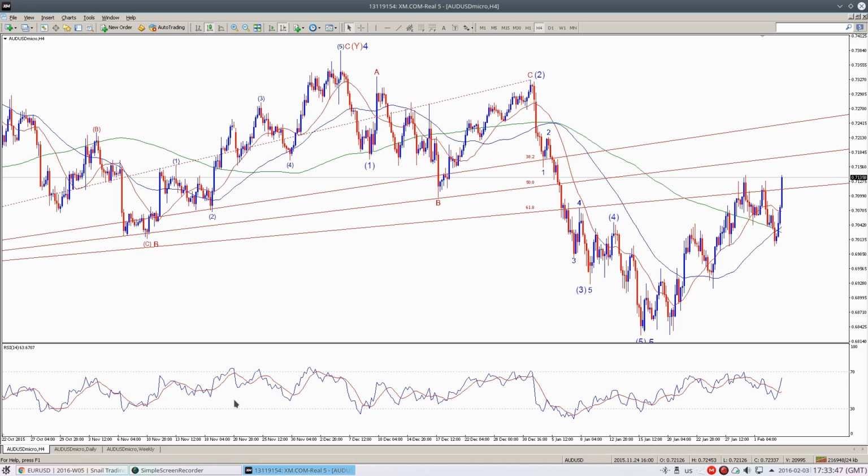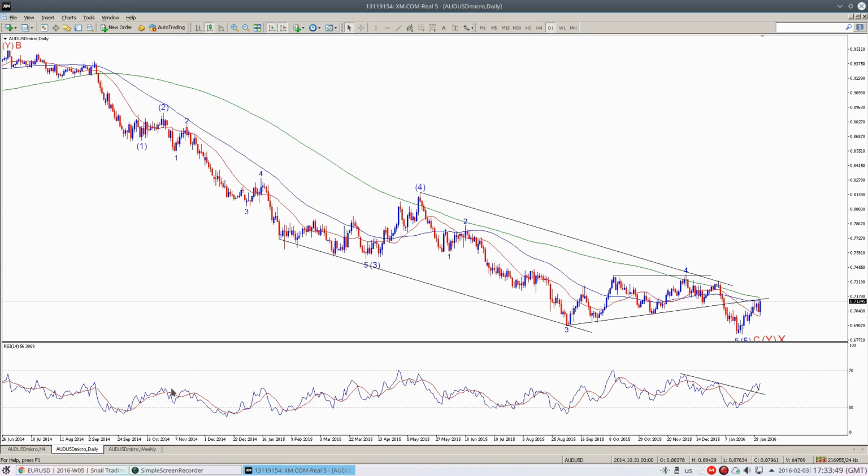Prices continue to the upside, and if we go to the daily chart, we can see how the 21 period SMA has provided support here.